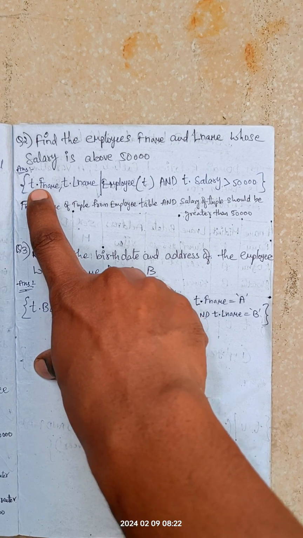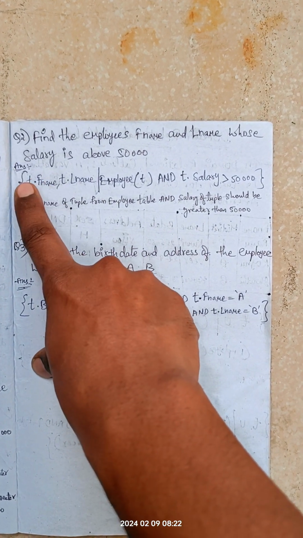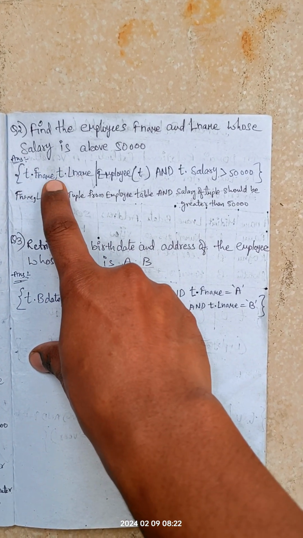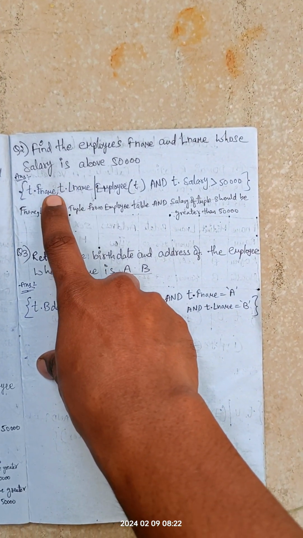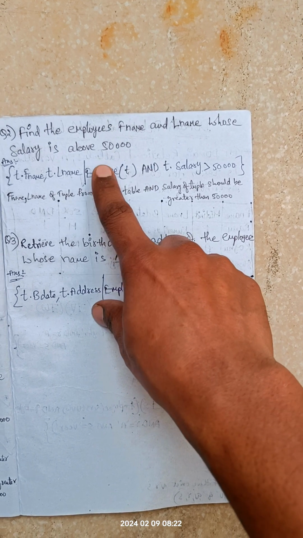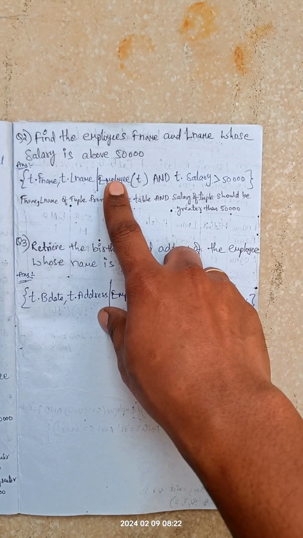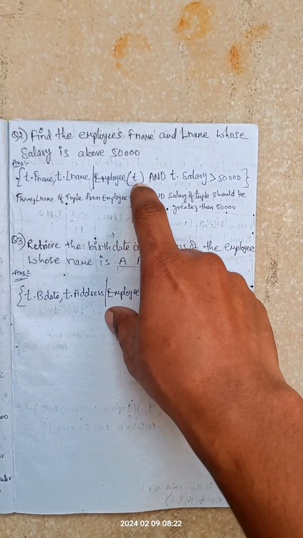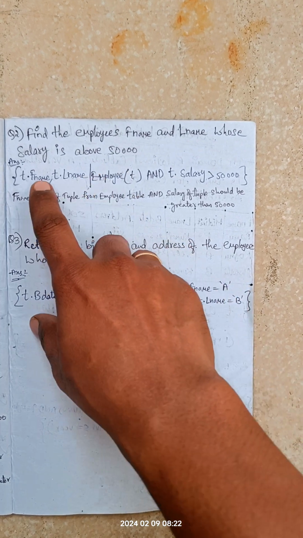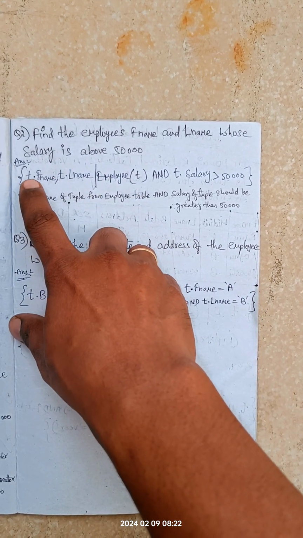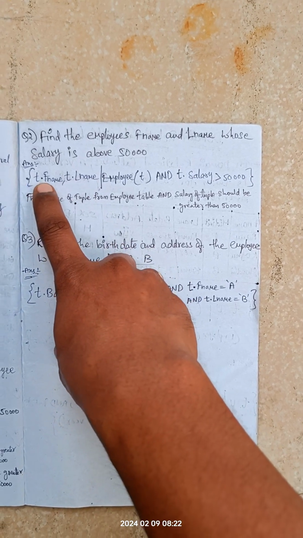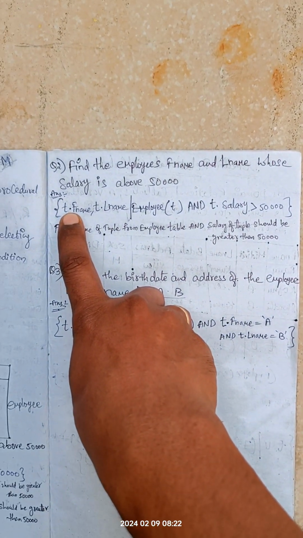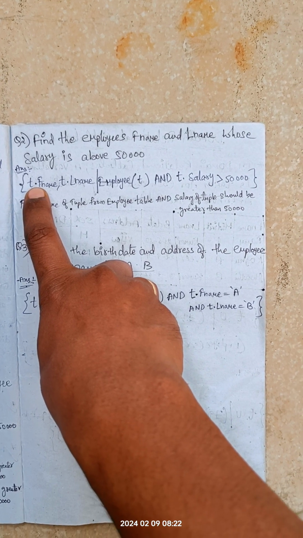And we'll write like this: first name of the tuple, comma, last name of the tuple, such that tuple of employee. We want the tuple from the employee table only, that's why we write tuple of employee table. First name of the tuple, so t dot fname, comma, t dot lname. We should write the dot, this is compulsory. That is how we extract the data.